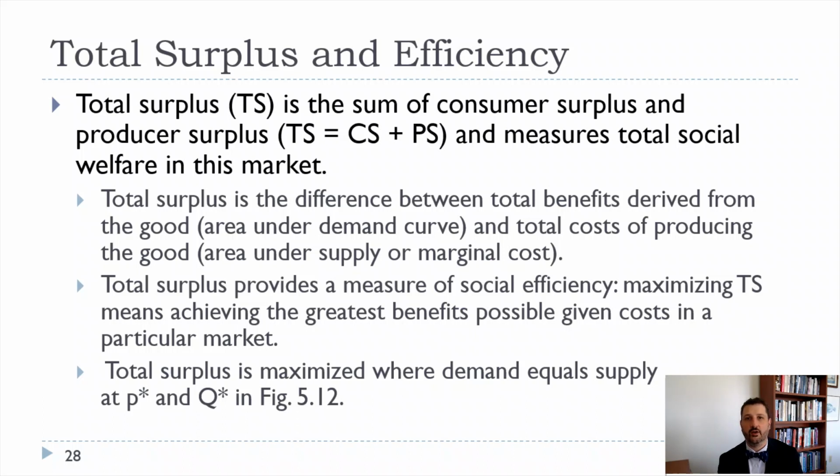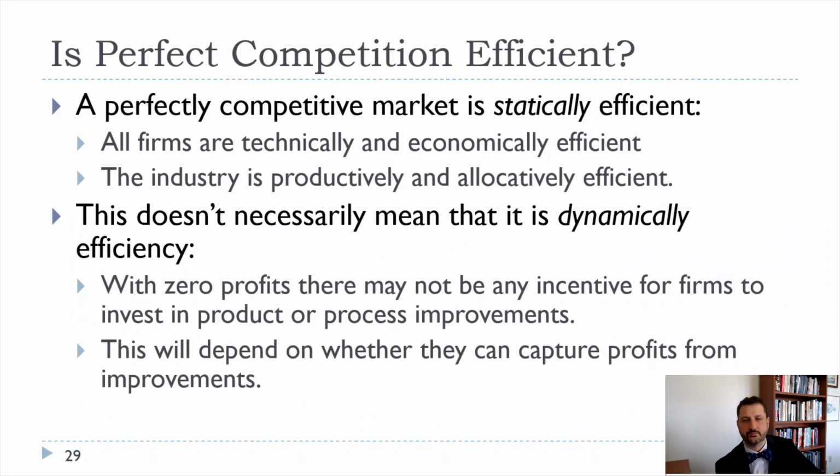If we're close to P star, then we're closer to being efficient. If we are far away from P star and Q star, then we're not being efficient, and we have to figure out why that is, and if there's something we want to do to try to get us closer to that perfect competition outcome.